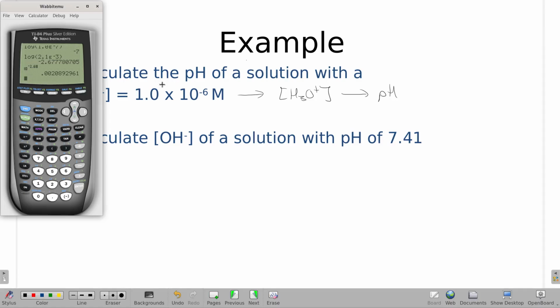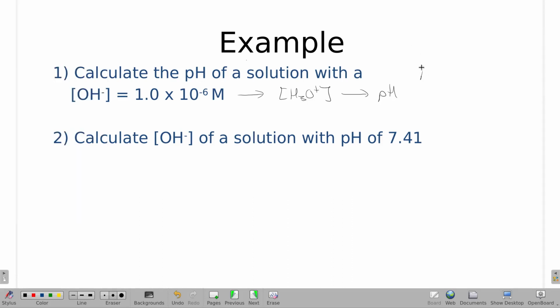So how do we turn an OH into an H3O? Well, we use that 1 times 10 to the -14th value. Divide that by 1 times 10 to the -6. Notice how this is 1 on the nose? Means our exponents should add up to 14. This is going to be 1 times 10 to the -8th. Now that I have the H3O concentration, I'm just going to take the log of that value. And I get a pH of 8.